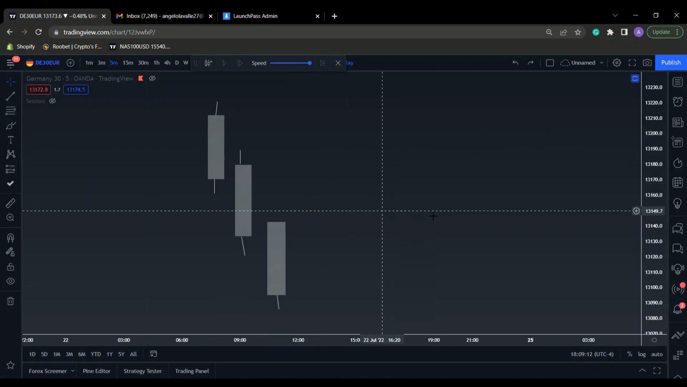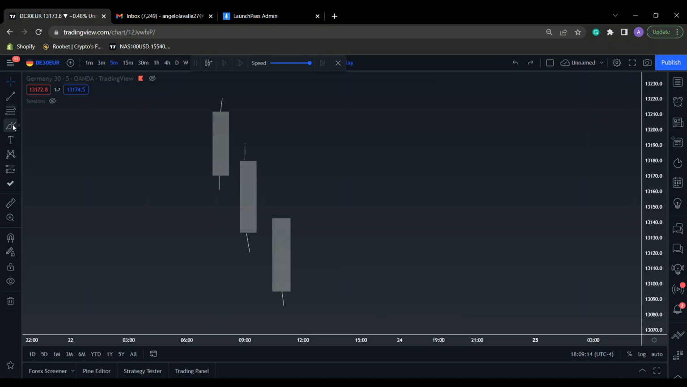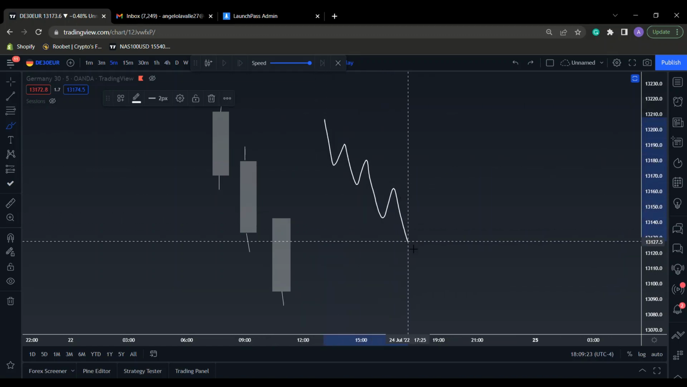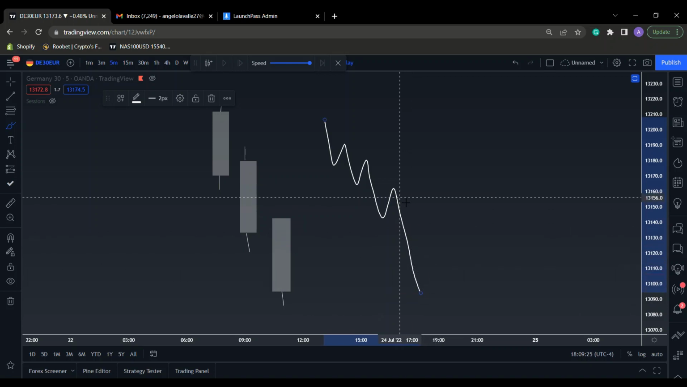So why we look for imbalances and gaps in the market is to give us a little sense of direction of where price needs to go next. So say price is coming down, and then it drops like this.